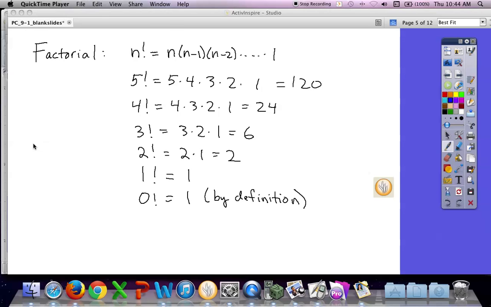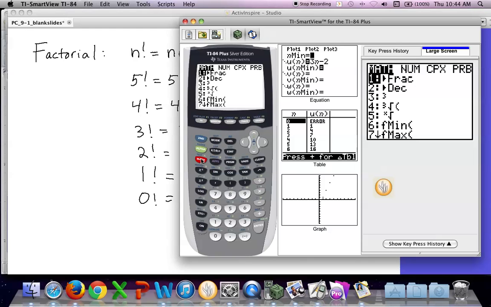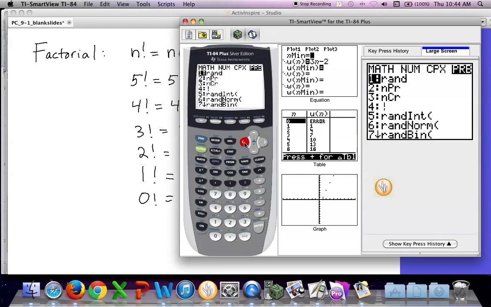Well, before I go turn off the recorder, you can do this in the calculator, right? If you go to the math key, and then go over to the PRB right here, and look at number 4, that's factorial. So we don't need to struggle with calculations. We know we're no good at it. There's your 4 factorial.